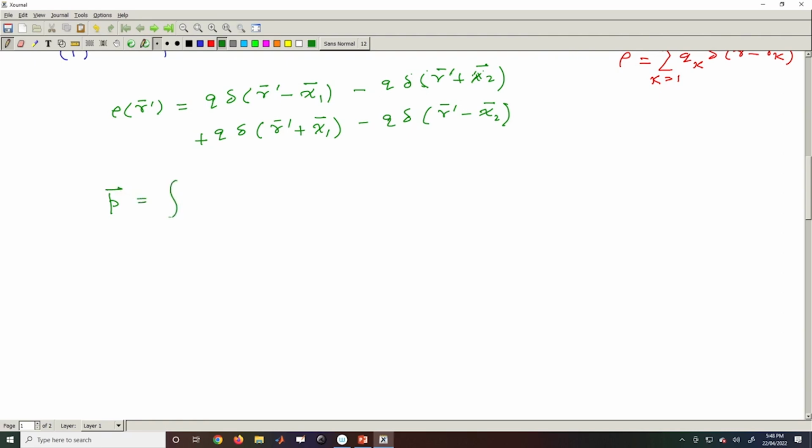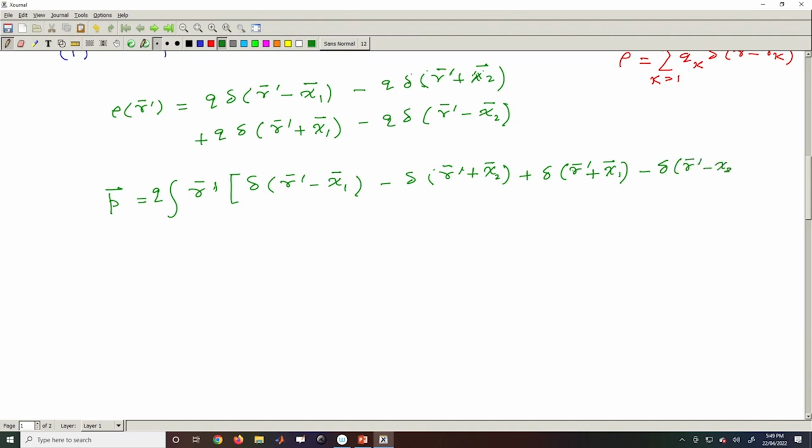Okay. So, now simply this will be the integration of r prime, and q is common, so I can take q outside, and we are left with only the delta functions, and that is delta r prime minus this, minus delta r prime plus this, plus delta r prime plus this, and minus delta r prime minus this, over dv prime.